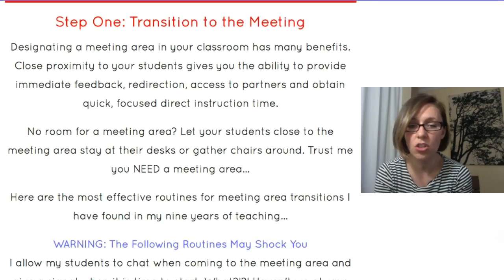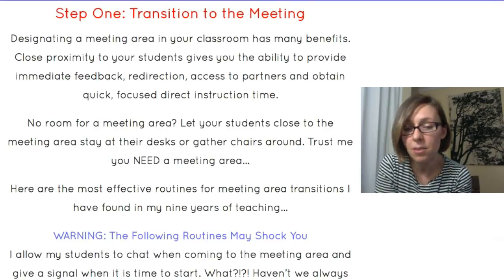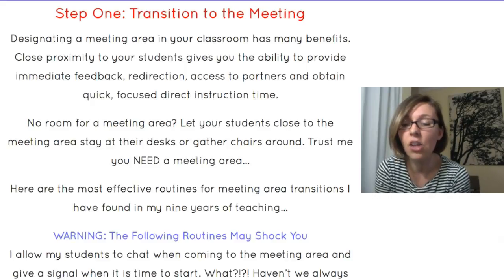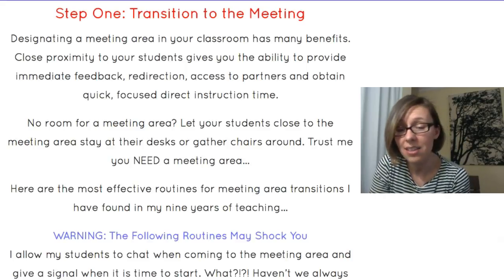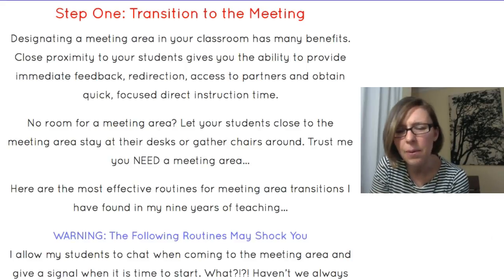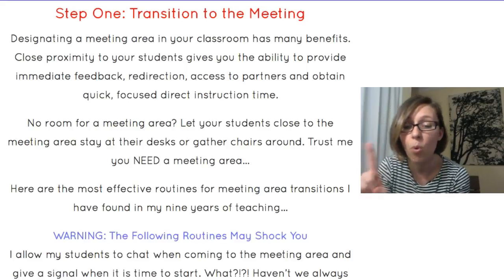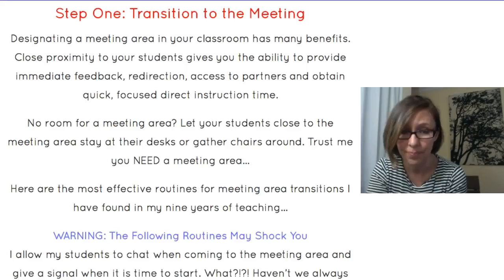How do you transition your students to the meeting area? A lot of teachers have a limited amount of space. So what's the point of a meeting area? The point of a meeting area is having close access to your students and having your students have access to each other. It really divides up your workshop time, so students know that mini lesson, that's when they really need to focus, because they're learning one important skill from you during that lesson, and you really need to be very straightforward about what that skill is.